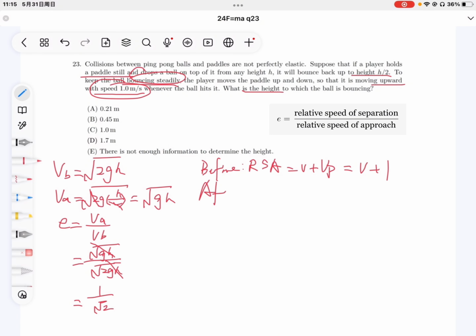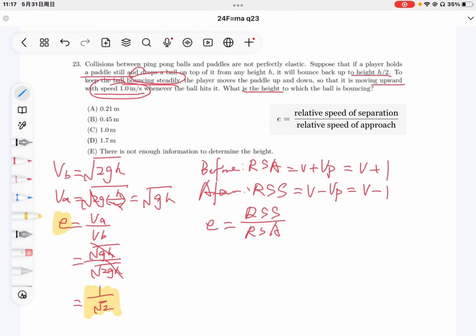After the collision, the relative speed of separation equals the velocity of the ball minus the velocity of the paddle, which equals v minus 1. Now we can use the definition of the coefficient of restitution, that e equals the relative speed of separation over the relative speed of approach. Since we already found the coefficient of restitution, we can just substitute: 1 over √2 equals (v minus 1) over (v plus 1).